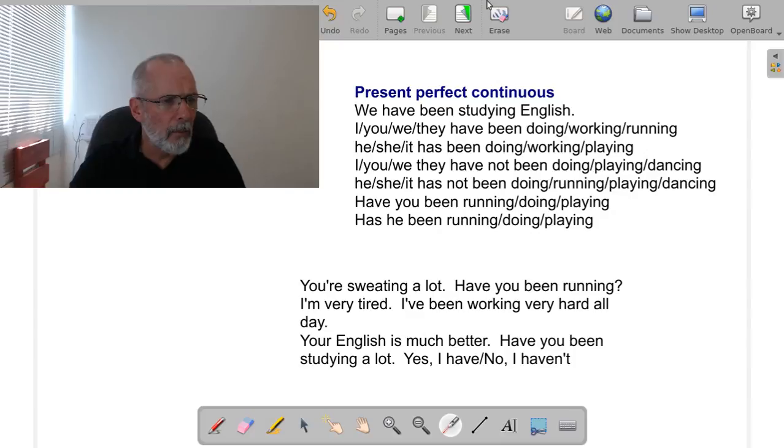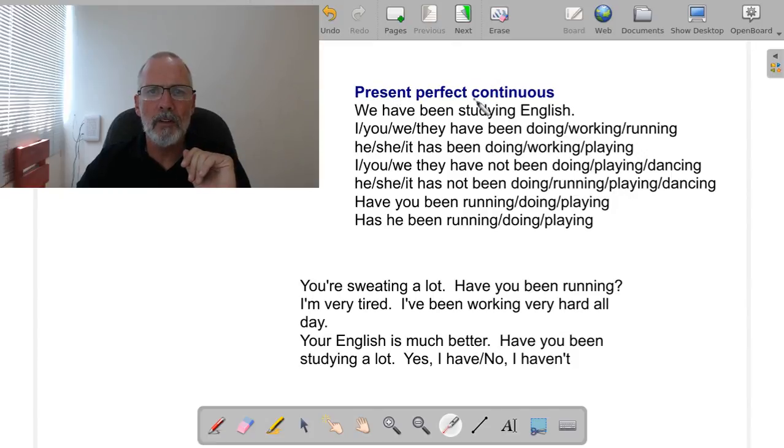But before we begin with that, let's have a look. How do you form this tense, the present perfect continuous? Well, first of all, here's an example of the present perfect continuous. We have been studying English. We have been studying English.